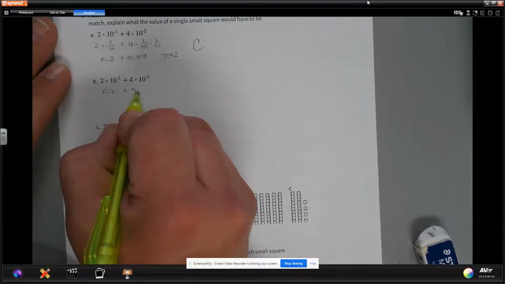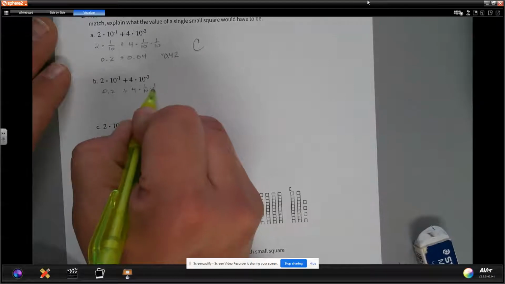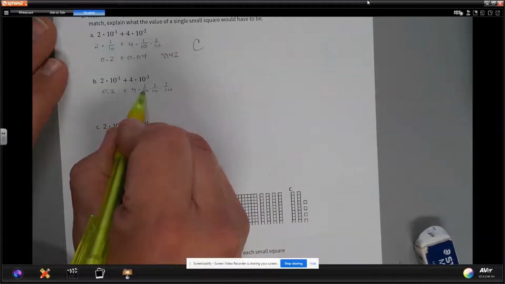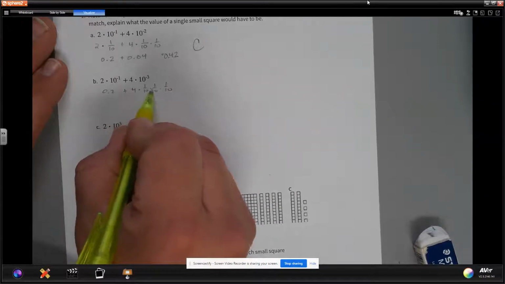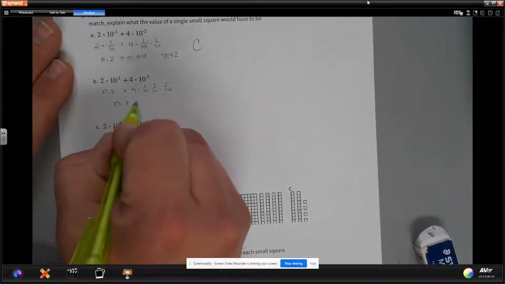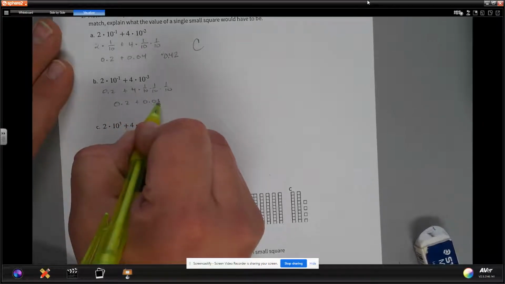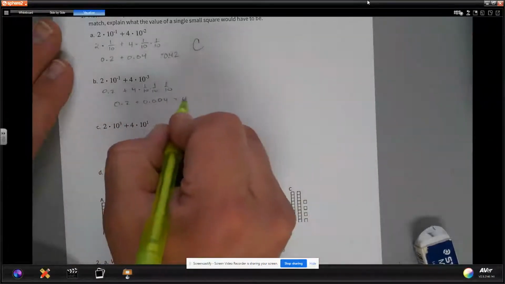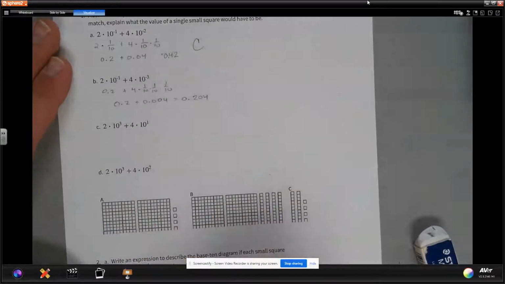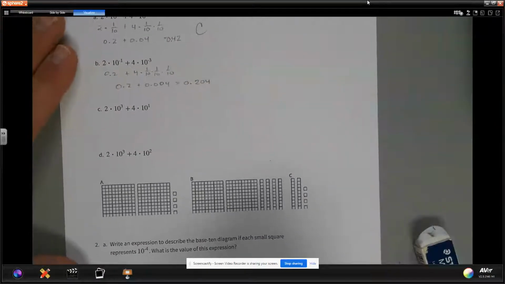So this would be 4 times 1/10 times 1/10 times 1/10, which would be 4 times 1/10 is 4/10, 4/100ths, 4/1,000ths. And so we see this would be 2/10 plus 4/1,000ths, or a total of 204/1,000ths. When we think about 204/1,000ths, where will we get the 200? Well, we can talk about those values.